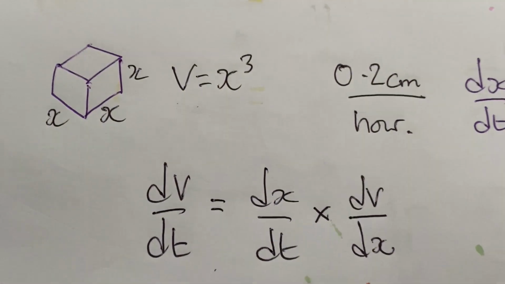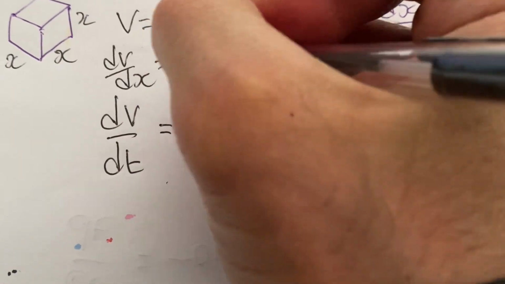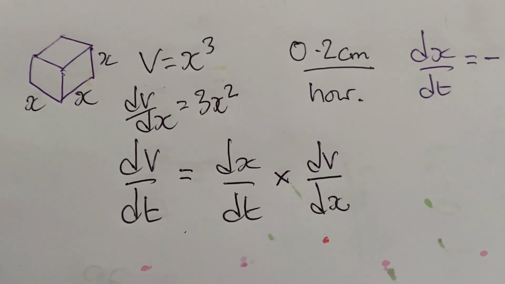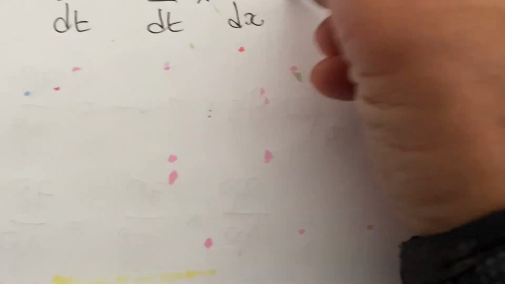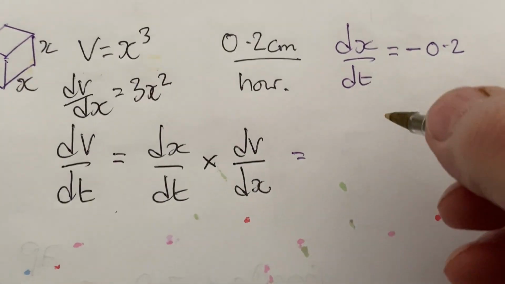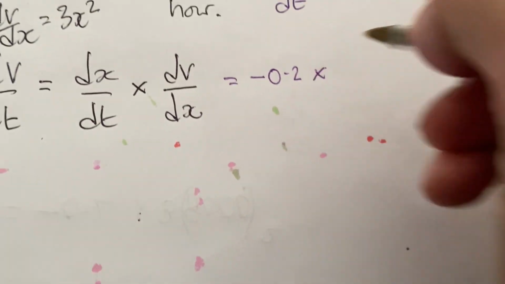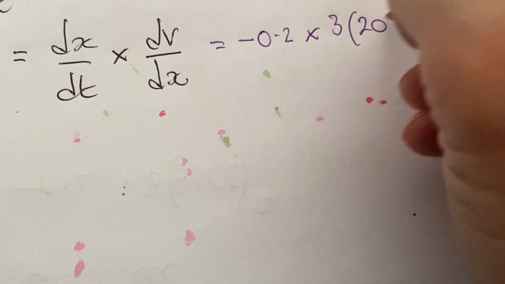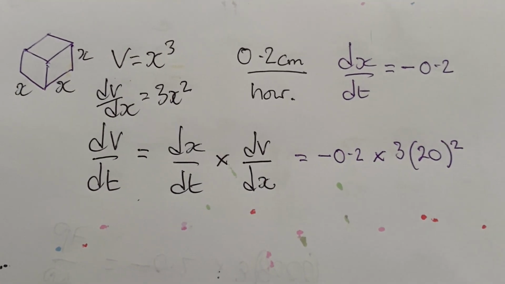So can I find an equation with V and x? Yes, here. So I can differentiate that: dV/dx equals 3x squared. Brilliant. And I know the rate of change when x is 20. So what I do now is I go, right, well, that equals dx/dt, which is minus 0.2, times dV/dx, which is 3 lots of 20 squared, because it says when x is 20.